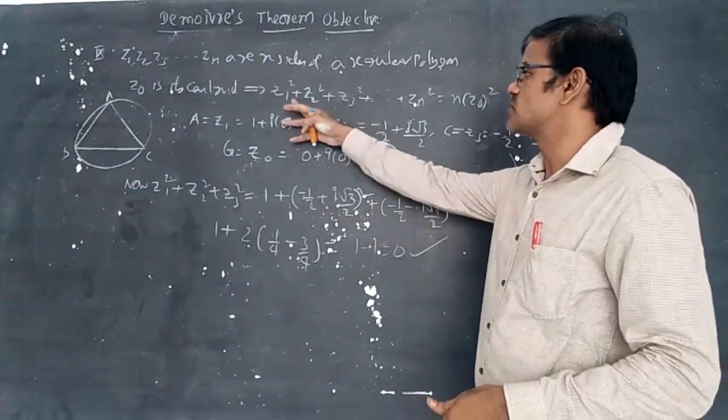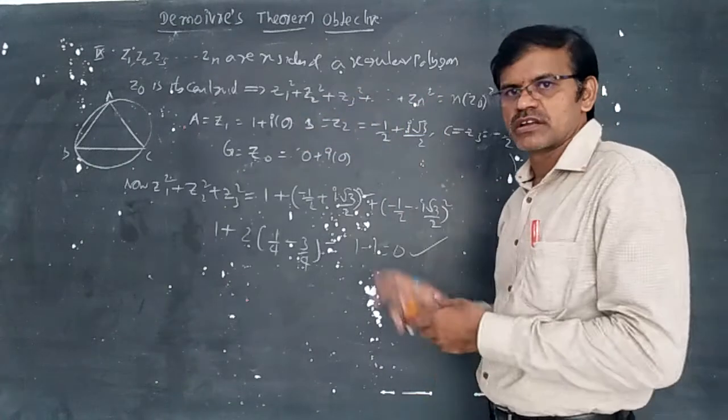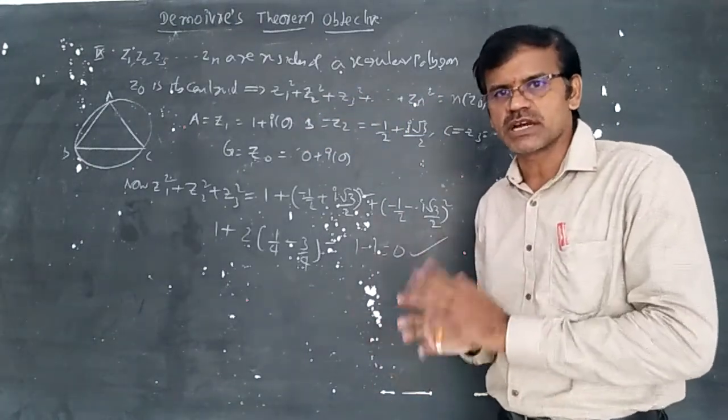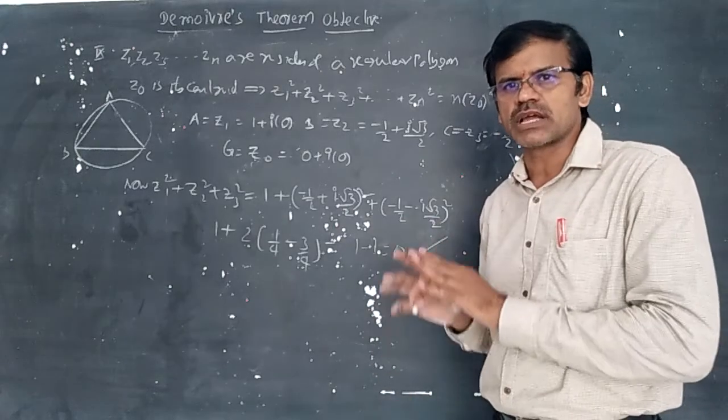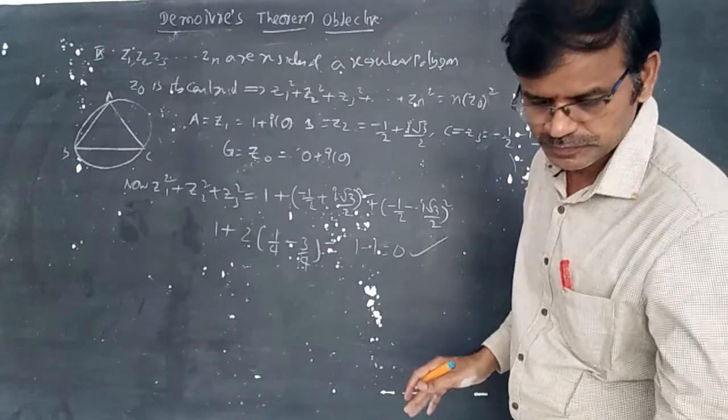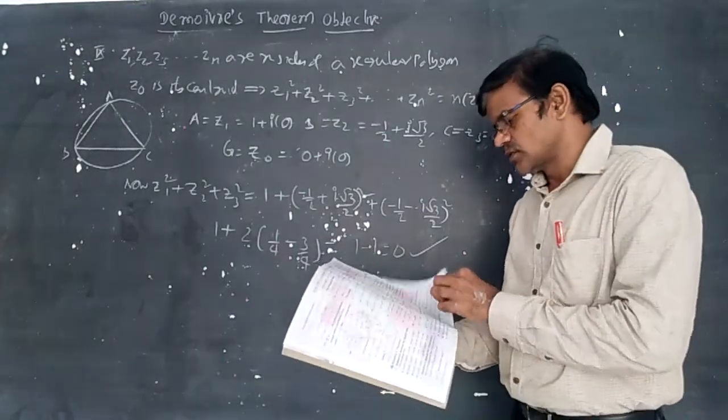In MCET exams, this may be given as a sum directly. Z1 square plus Z2 square plus Z3 square plus so on up to Zn square is equal to n into Z0 square, where Z0 is the centroid of the regular polygon inscribed in the circle, that is, the unit circle.